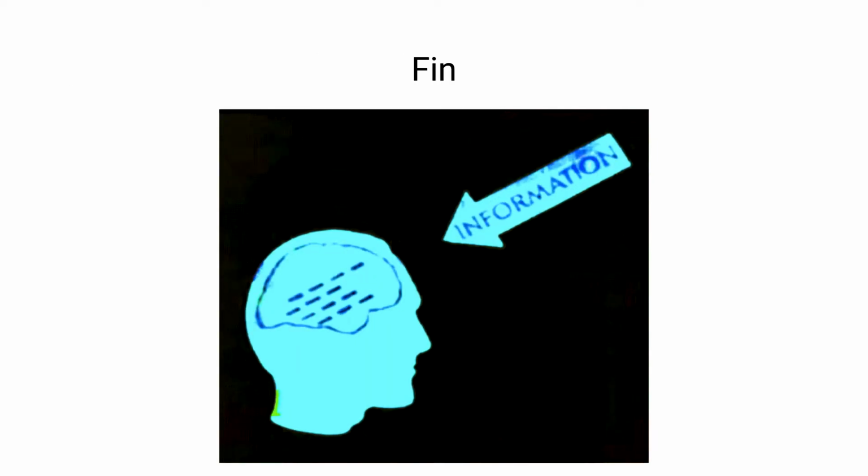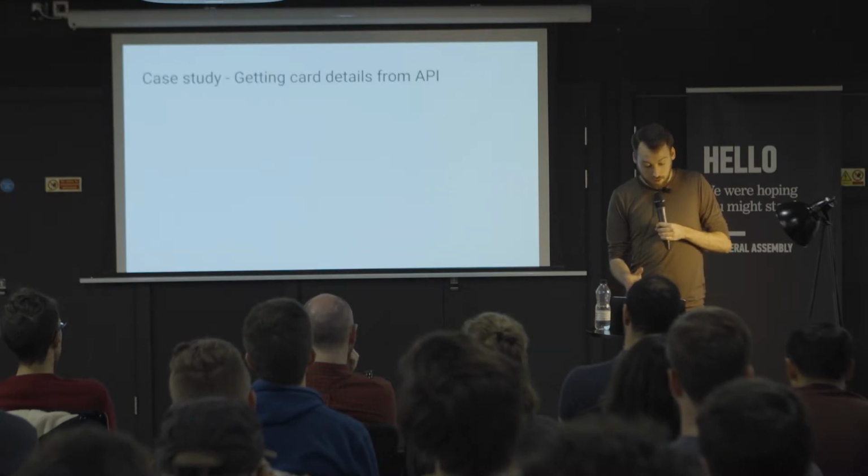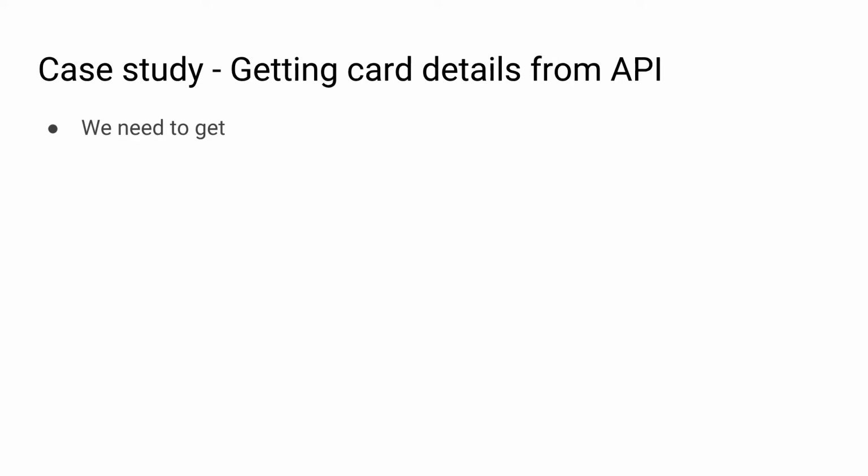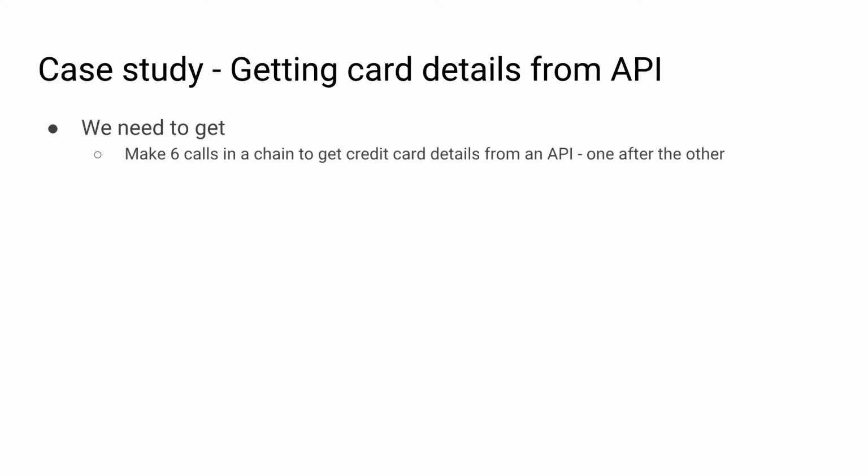Cool, so that's the overview. I hope that didn't go on too long. So to recap, this is going to be a case study about getting card details from an API. What we need to do is make 6 calls in a chain to get this credit card information back from our API. It's going to be one call after the other, because each call depends on the last one. So maybe one call would be get the credit card number, the next one is to get the CVV based on what we've got. And we're going to be using sagas.